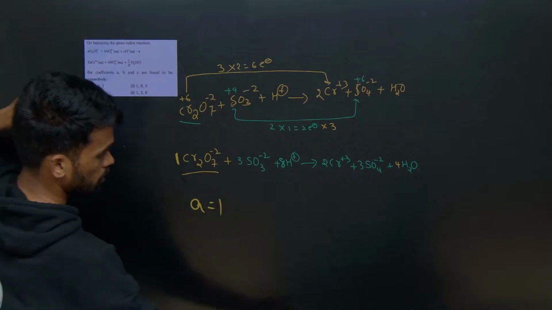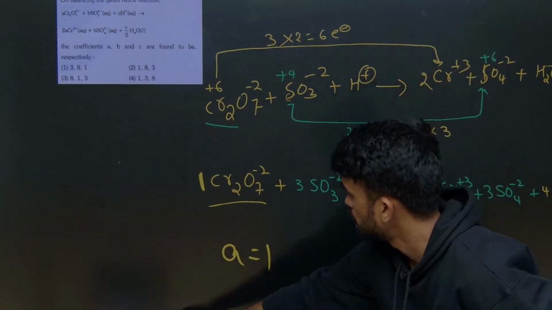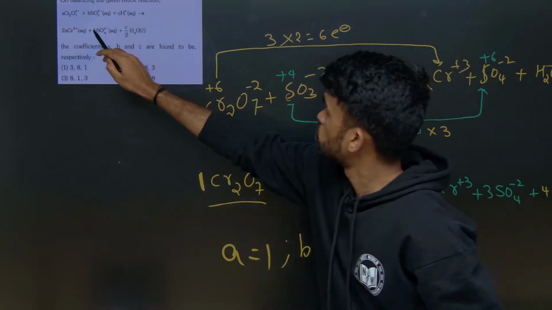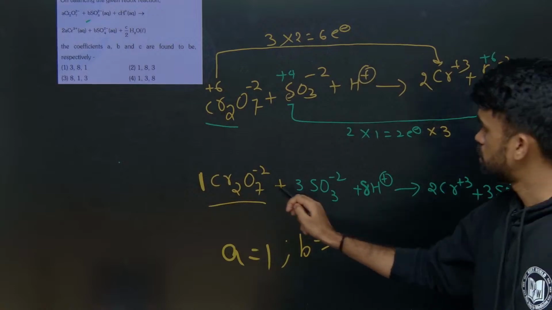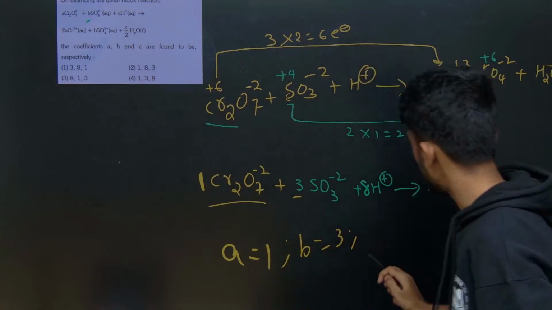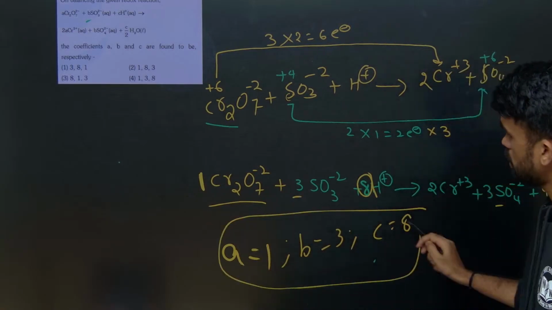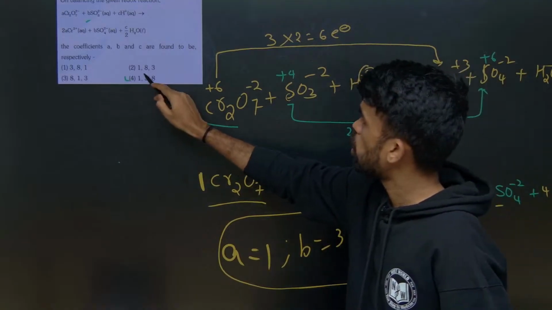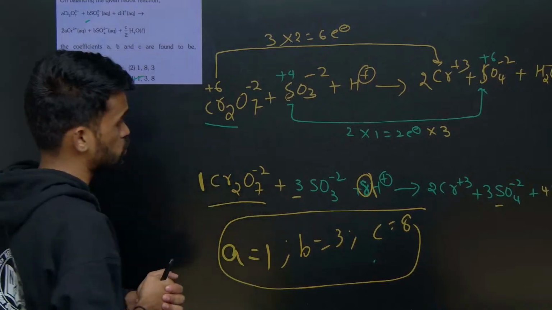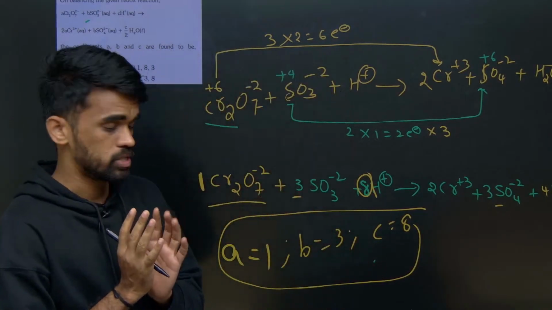Next, what is our B? B is 3 here, and the next, C is 8 here, that's it. So A, B, C is 1, 3, 8, which is there in option number 4. Yes, this is how the numericals have to be done. I hope it is clear, there is no confusion in this kind of question, right?